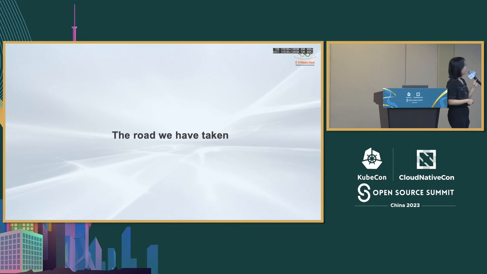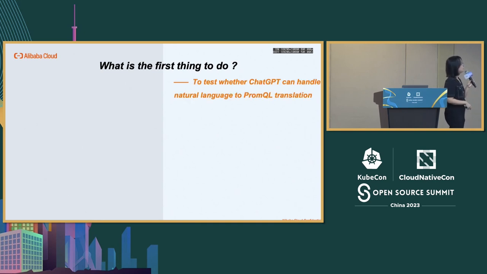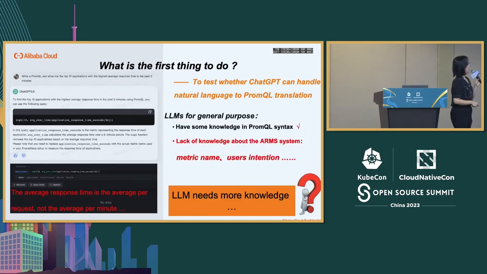Okay. Now is the road we have taken. I'm going to tell you about some technologies here. So what is the first thing to do? We are going to build a natural language to PromQL chatbot. Maybe someone will say we need to buy some GPUs, or collect some materials like natural language to PromQL Q&As. They are important, but they are not the first thing we need to do. The first thing is to test whether ChatGPT is good enough in this scenario. If the answer is yes, we don't need to do anything. All we need to do is wait for Qwen 1, and we can use the API they provide. Luckily, we ran decent experiments, and it turns out that ChatGPT cannot handle this task.